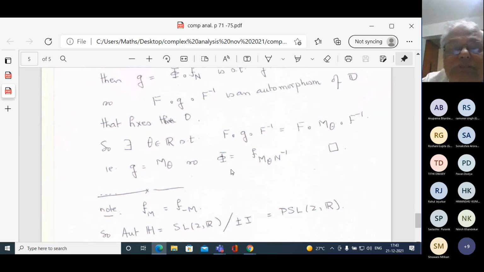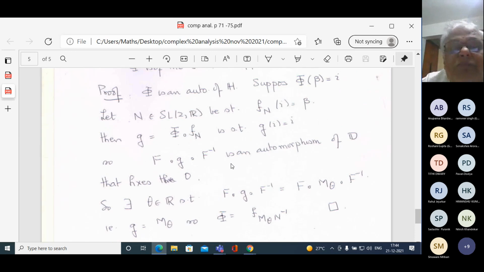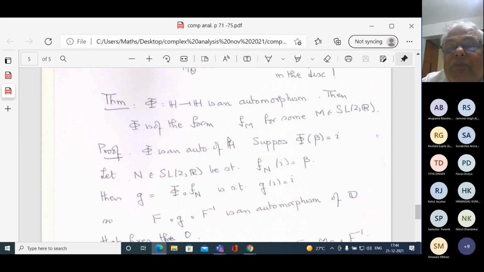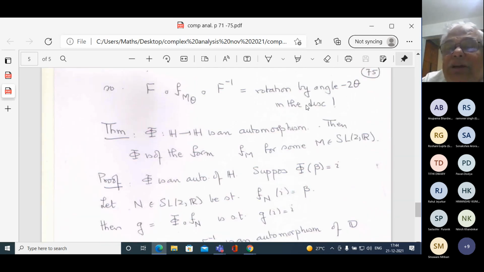So what am I trying to tell you? This proves that every automorphism is of the form f_n for some n. So we found the automorphism group of the upper half plane. Now there's one slight problem here. Can I say that the automorphism group is equal to SL2R? But you see, you can go back to the definition.